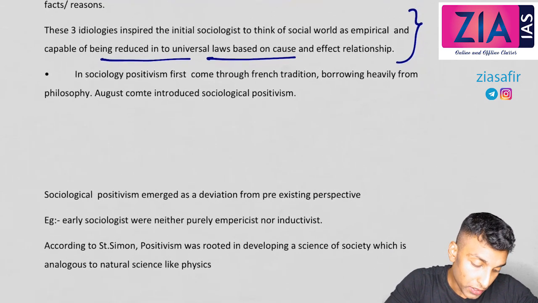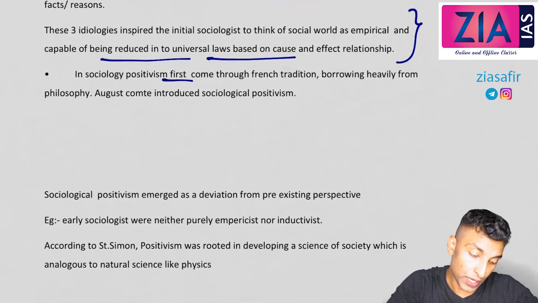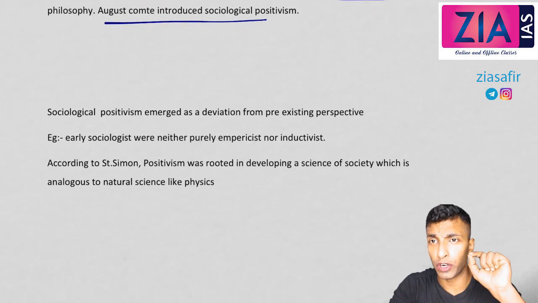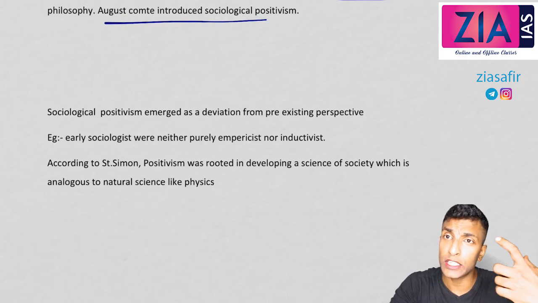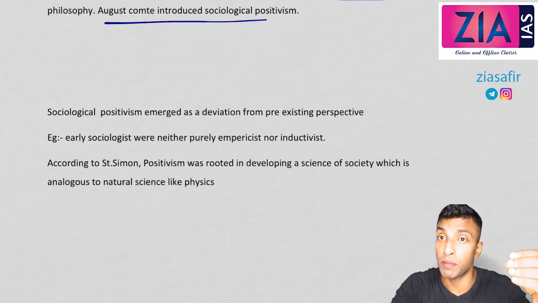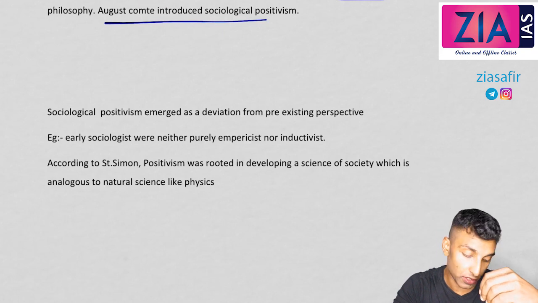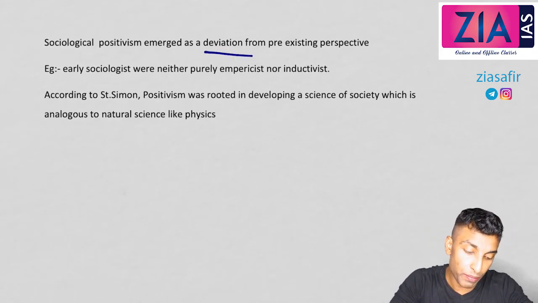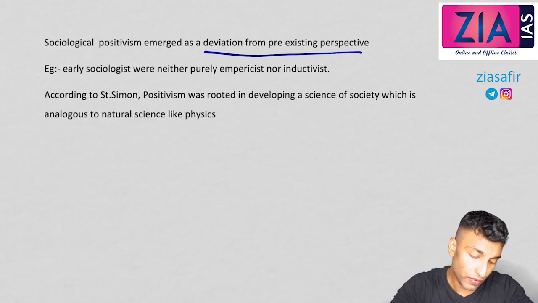In sociology, positivism first came through French tradition, borrowing heavily from philosophy. Auguste Comte introduced sociological positivism. So we have talked about the context, what is positivism, and what the elements of positivism are. Now we are moving towards sociological positivism. Sociological positivism emerged as a deviation from pre-existing perspective. So what is that deviation?